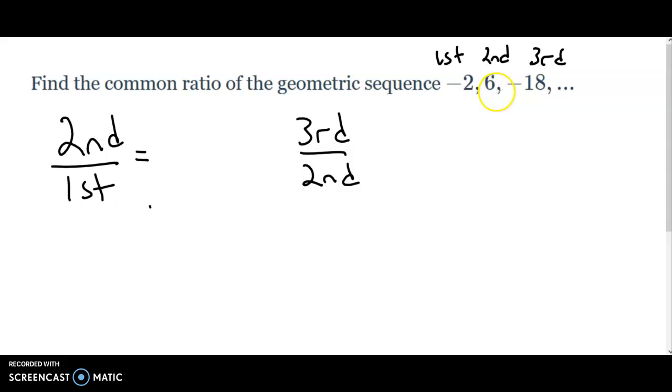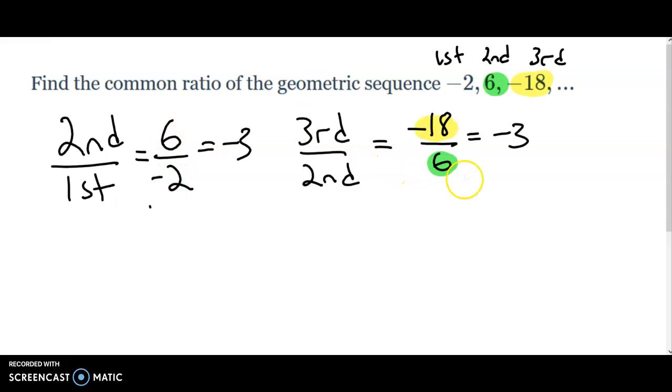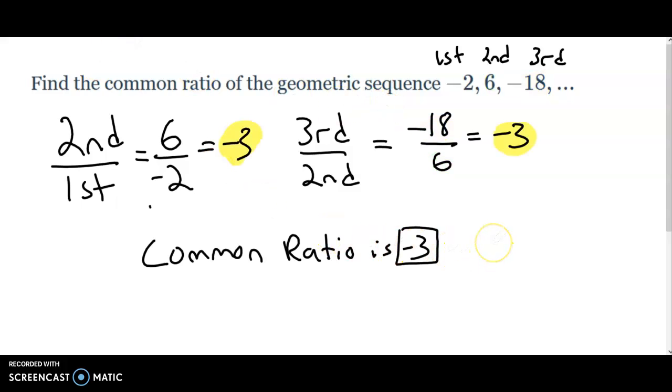The second term here is 6, and the first term is -2. So we'll divide those. 6 divided by -2 equals -3. Then we're going to do the third divided by the second, -18 divided by 6, and we get -3. So I get -3 on both examples here, proving that it's a geometric sequence and that the common ratio is -3.